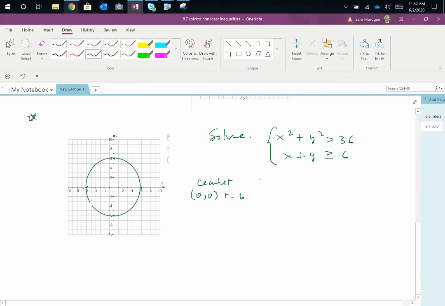This is a dashed line because it's greater than, so it's a dotted line. And I made a solid line, so I'm going to go with my eraser and make this into a dashed line, okay? Line is dashed.